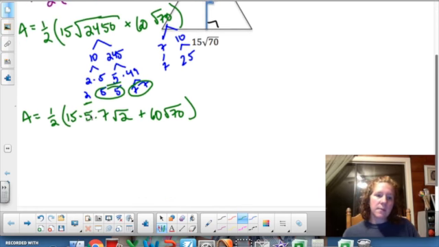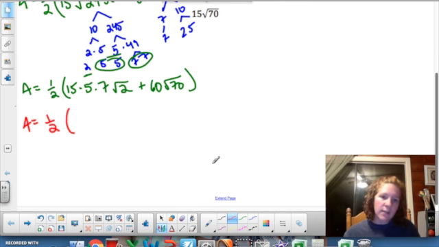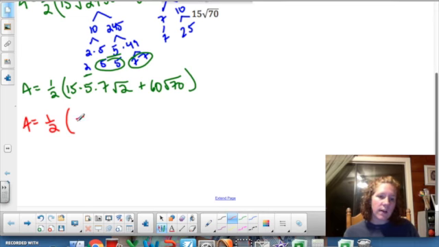So then my next step is going to be to actually multiply these little coefficients here. Again, I still have my 1/2. I know you don't like to write, but just take the time to do it. 15 times 5 times 7 is equal to 525. Still got that root 2 plus 60 root 70.